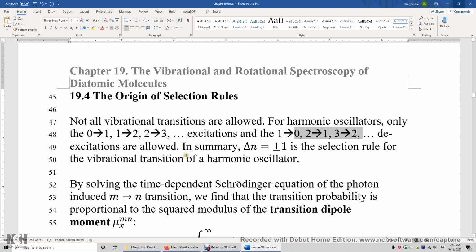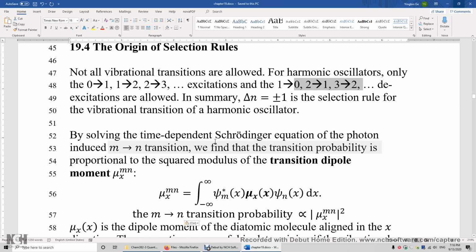So that means 0 to 2 transition is forbidden. 3 to 1 transition is also forbidden. So how do we get this selection rule? Well, we need to solve the time-dependent Schrodinger equation of the photon-induced m to n transition, and we learned the transition probability is proportional to the squared modulus of the transition dipole moment, and this is the notation.